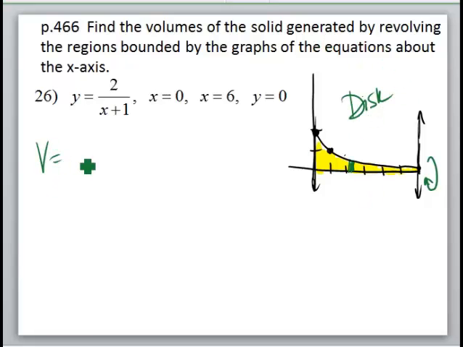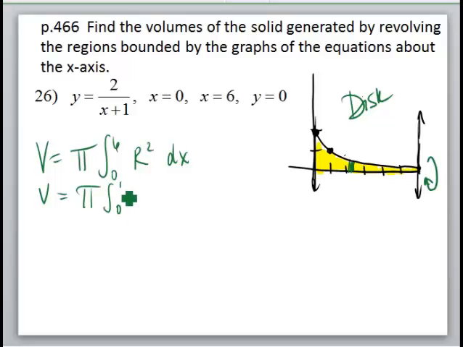So I know my volume is going to be pi, the integral from 0 to 6 of r squared, and it's a dx problem. This one's pretty simple. I don't have to do a whole lot of thinking because the top function is the function that's given, the bottom function is 0, so if you subtract those, you just end up with that one function. So I end up getting 2 over x plus 1 squared dx.